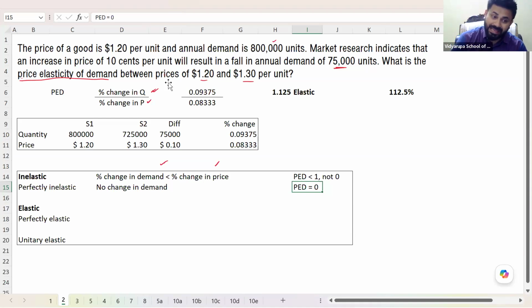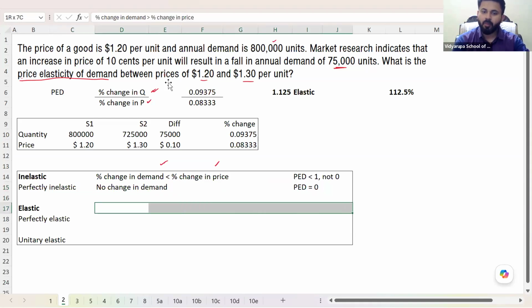So that's perfectly inelastic. Similarly, the next one, elastic, means what? More than 1. What will happen here? The numerator will be higher, as we discussed, like in this case, 1.125 or 112.5%. What does it mean? When the ratio is above 1, it means the numerator is higher than the denominator.